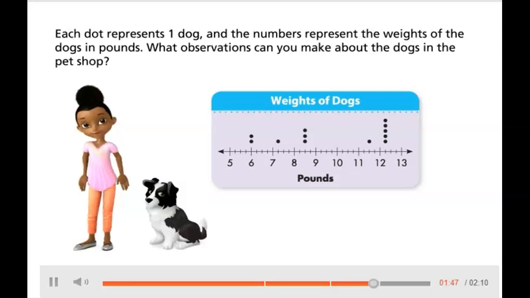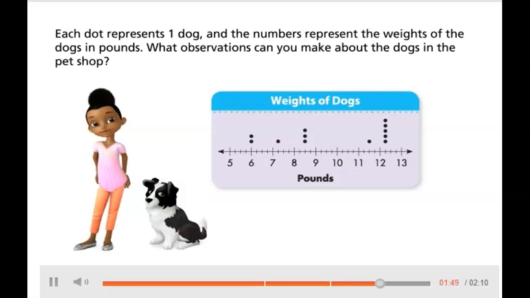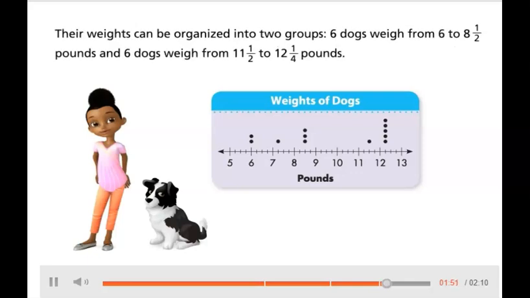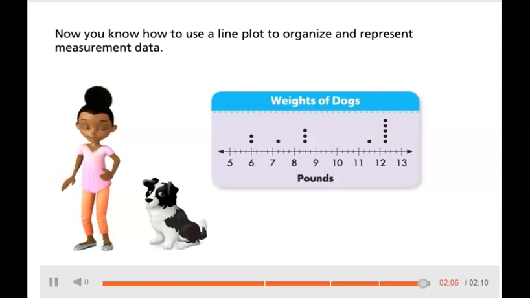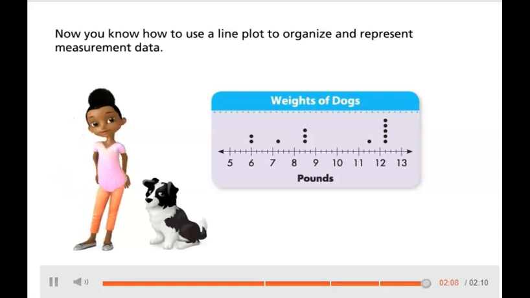What observations can you make about the dogs in the pet shop? Their weights can be organized into two groups. 6 dogs weigh from 6 to 8½ pounds, and 6 dogs weigh from 11½ to 12¼ pounds. Now you know how to use a line plot to organize and represent measurement data.